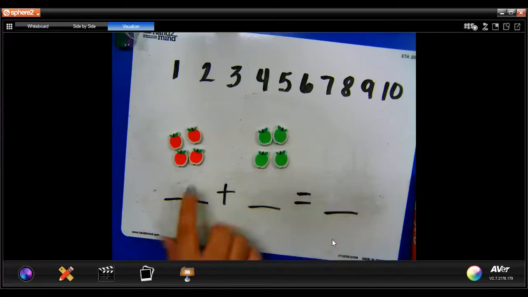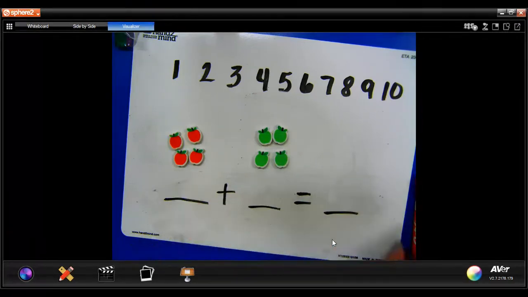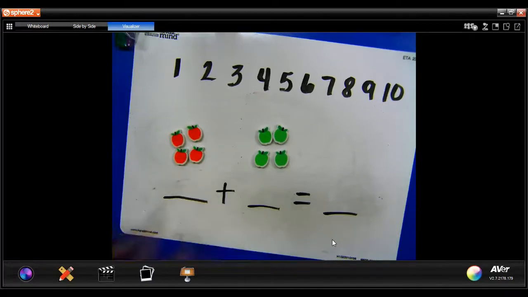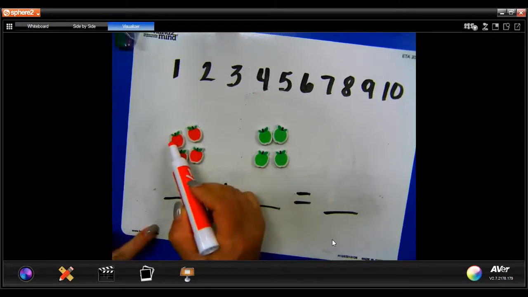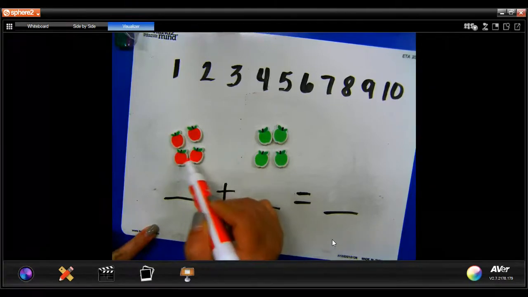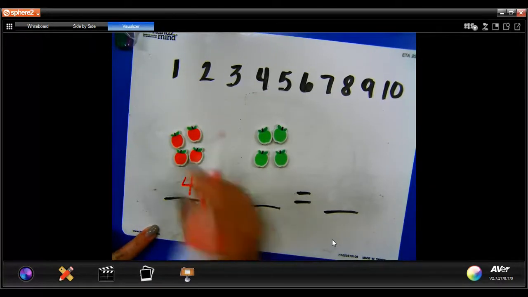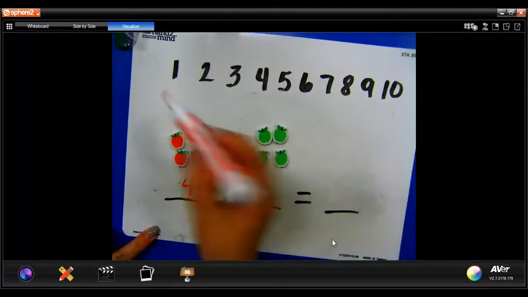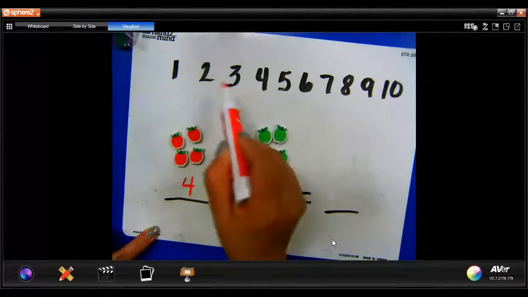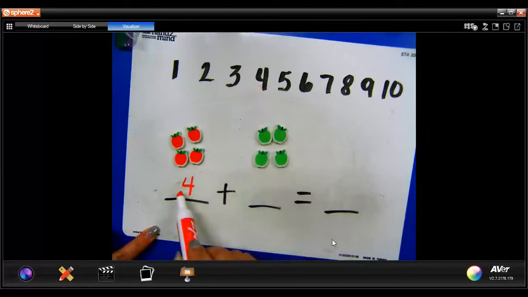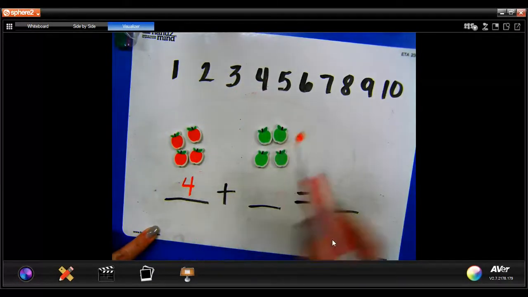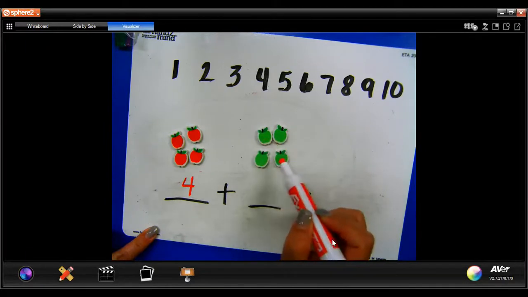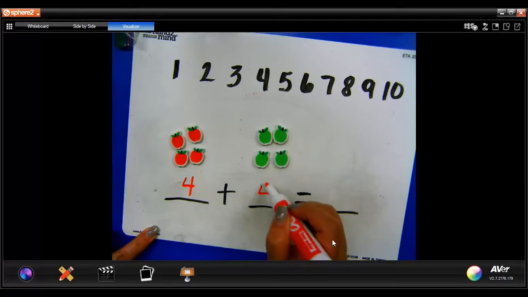All right, so let's start with putting our numbers here. Remember, we have to count how many we have and then we're going to put that number here. So how many red apples do we have? 1, 2, 3, 4. Remember, I still have my numbers up here in case I'm not sure which number is 4. I can look it up by counting. 1, 2, 3, 4. That's number 4, and we're going to write 4 here. And how many green apples do we have? Let's count. 1, 2, 3, 4. We also have 4, so we're going to put it here.